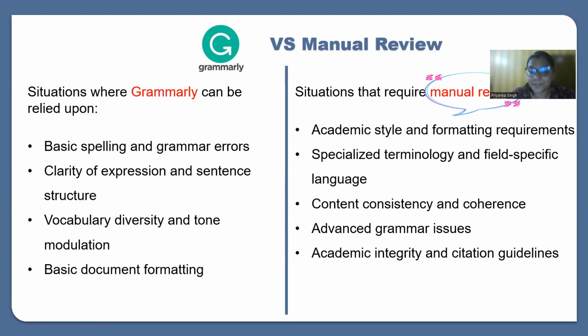When dealing with complex grammar issues and following academic integrity and citation guidelines, the nuanced judgment and detailed review capabilities of a person are irreplaceable. Therefore, while Grammarly can serve as a valuable assistant in your writing process, it should not replace your own critical thinking and careful review. So please remember, by using Grammarly judiciously, you can make your writing more efficient and accurate while maintaining academic rigor and originality.